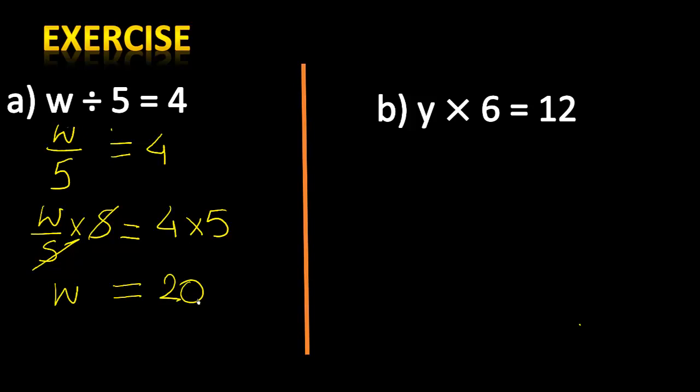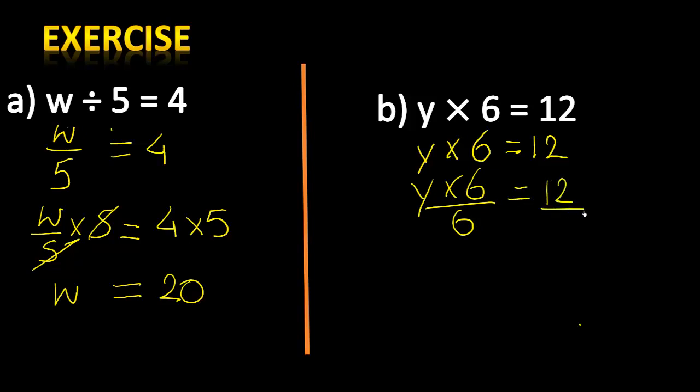Our next exercise is y times 6 is equal to 12. So the first step would be to write the equation again: y times 6 is equal to 12. Now we'd divide it by 6. y times 6 divided by 6 is equal to 12 divided by 6. The next step would be that we would have to cancel out 6 and 6. And 12 divided by 6 is 2. So y is equal to 2.